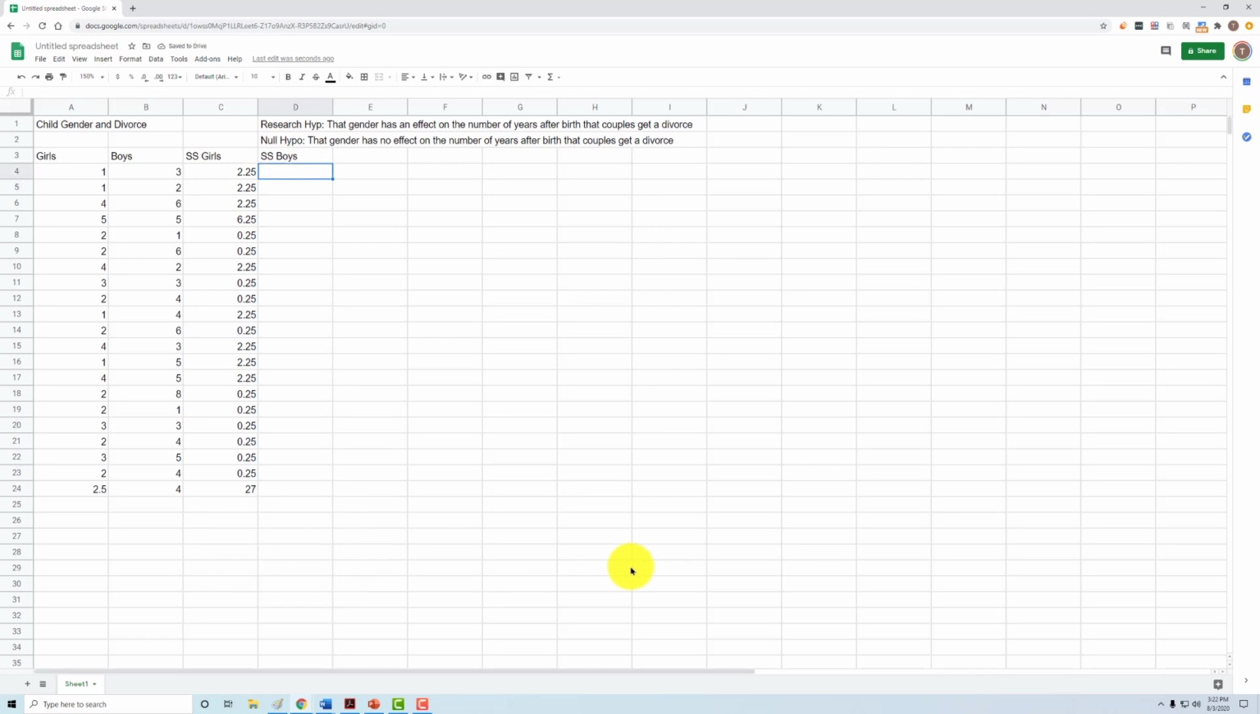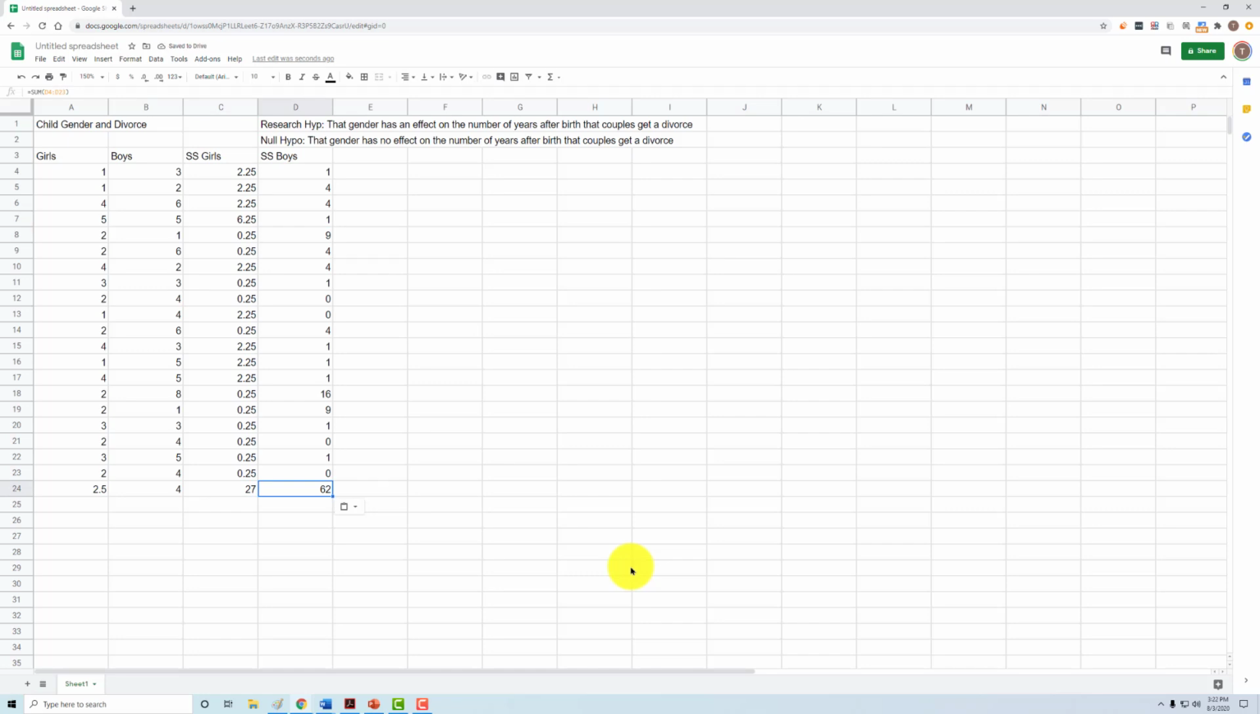And now we're going to do the same thing for the boys. So we're going to take each data point for the boys, subtract the mean of 4, and square that, and do that for every single data point for the boys, and then we are going to get the sum of squares for boys, which is 62.